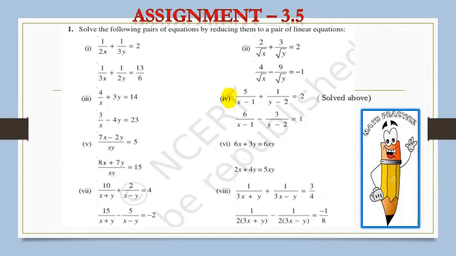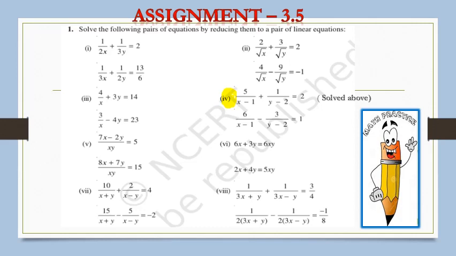So here is a small assignment for you. This question we have already solved. From the fourth question, the already solved question is there, and here you have to solve these pairs of equations by reducing them to a pair of linear equations. See, I am just repeating with you. In the first question, 1 upon x, 1 upon x, 1 upon y, 1 upon y, so what do you have to do? Take 1 upon x equals p and 1 upon y equals q.